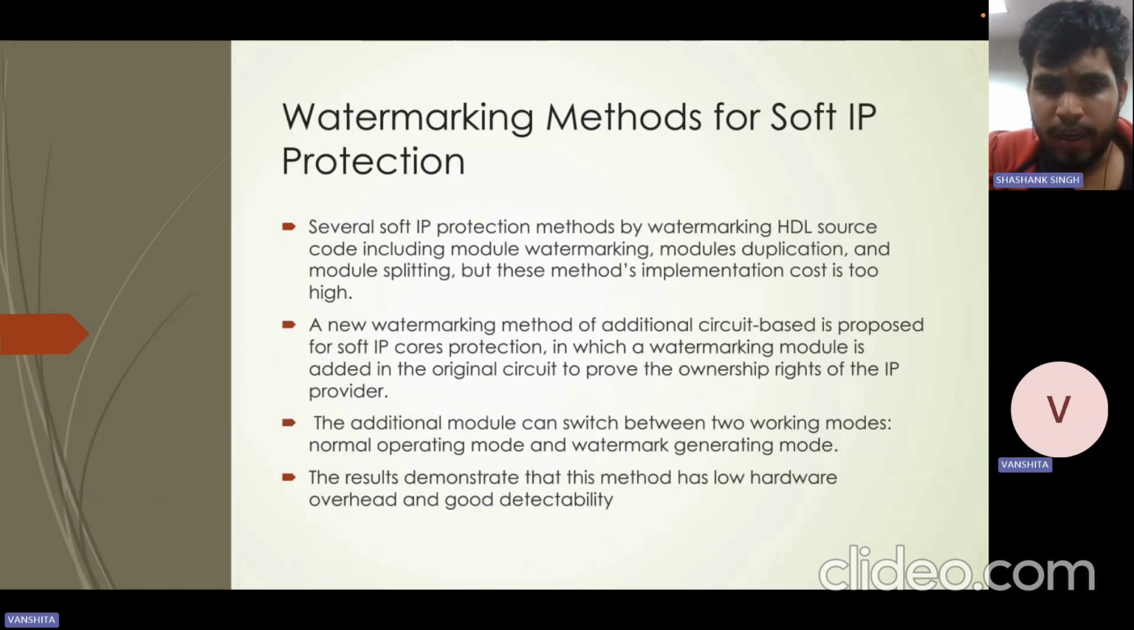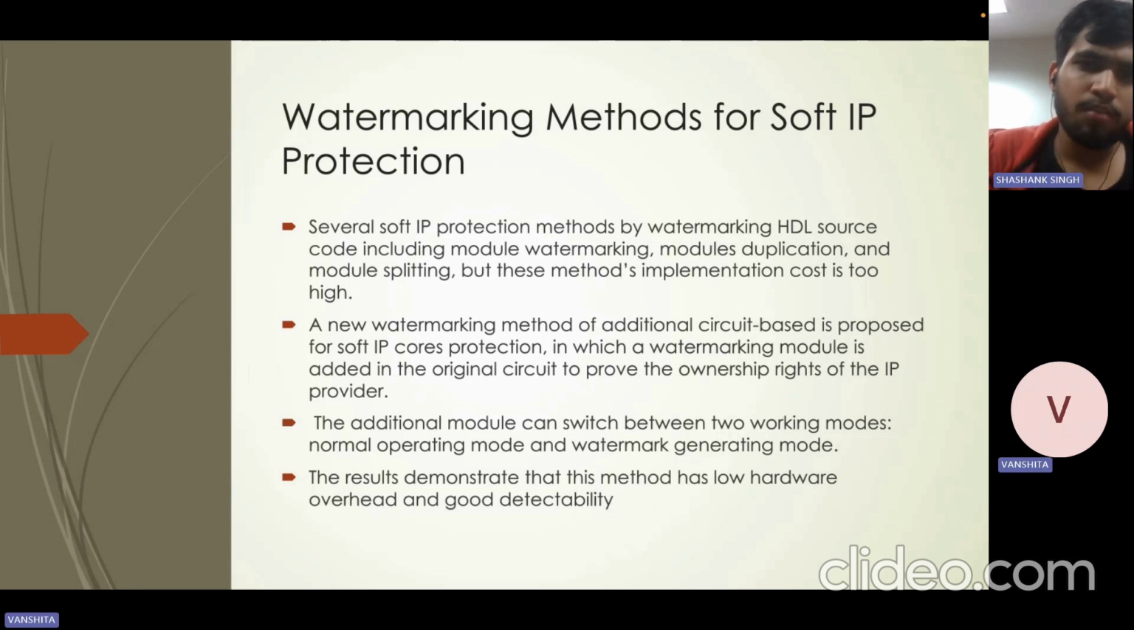So IP can be of three types, as we discussed earlier. An efficient way for soft IP protection is discussed here. Several soft IP protection methods by watermarking HDL source code, including module watermarking, module duplication, and module splitting, were already developed, but the implementation cost of these methods is too high.